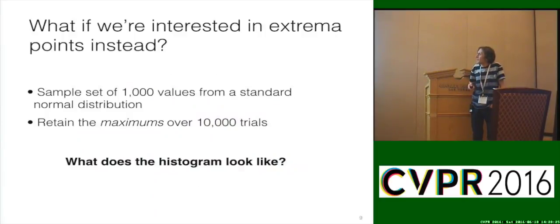Now let's think about this with respect to the extrema from those samplings. So let's do the same thing again. We'll sample a set of 1,000 values from a standard normal distribution. And this time we'll retain the maximums over 10,000 trials, not the means of those samplings. Any guesses? What does the histogram look like here?